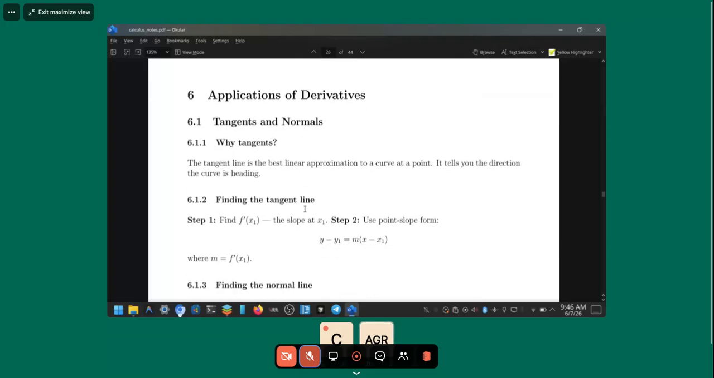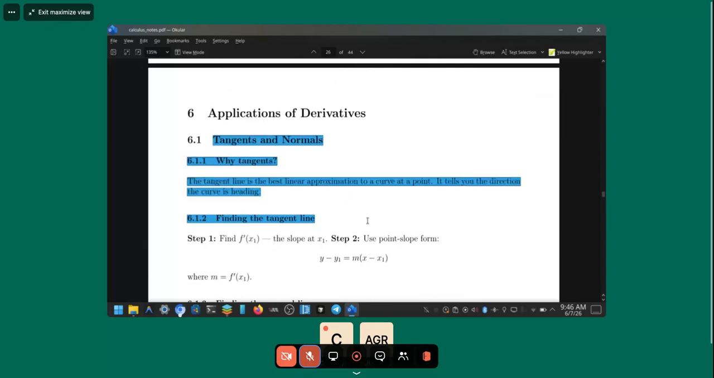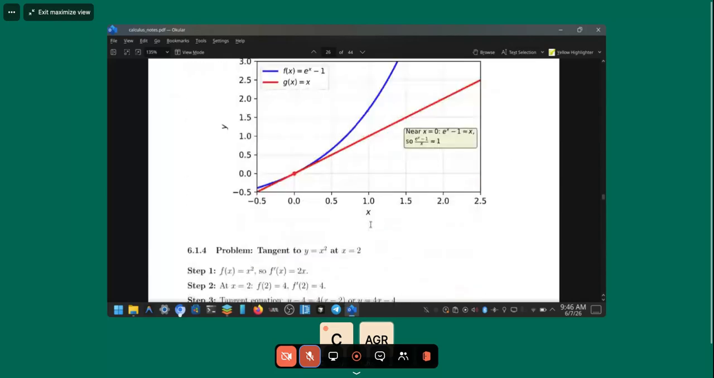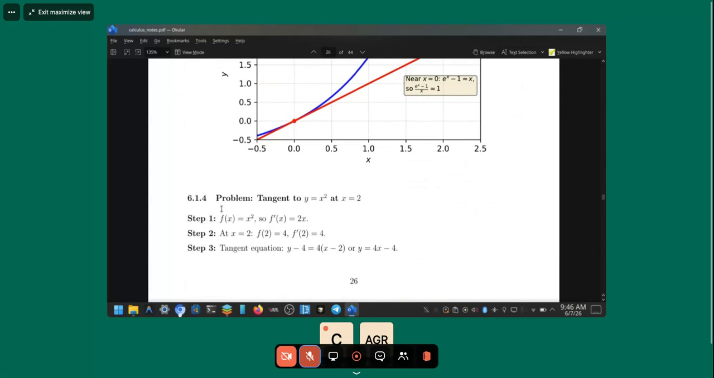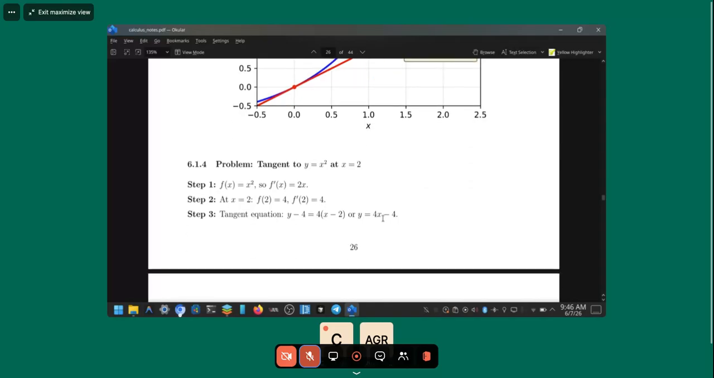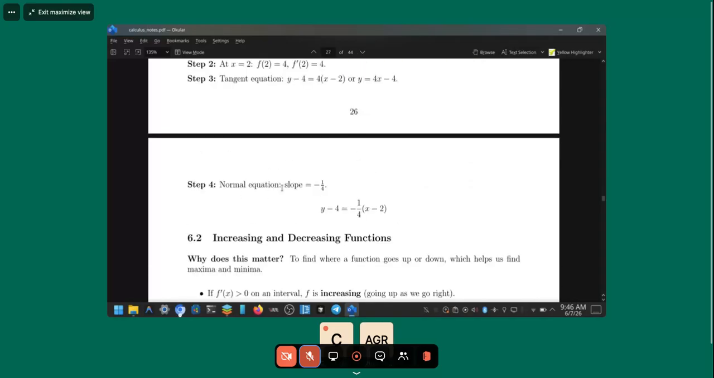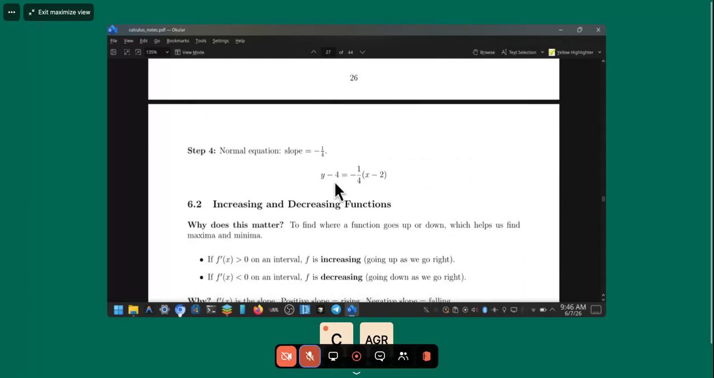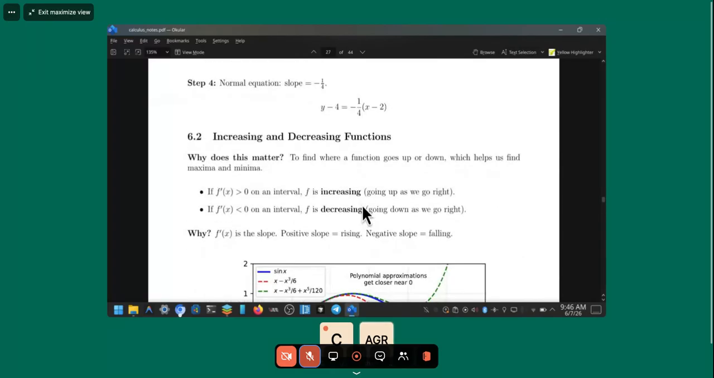These are applications of derivatives, where tangent and normal features come in. These are the step-by-step explanations you can get here. If f of x is given, then f dash of x, then the tangent equation is 4x minus 4. For the normal, the slope is minus 1 by the tangent slope.